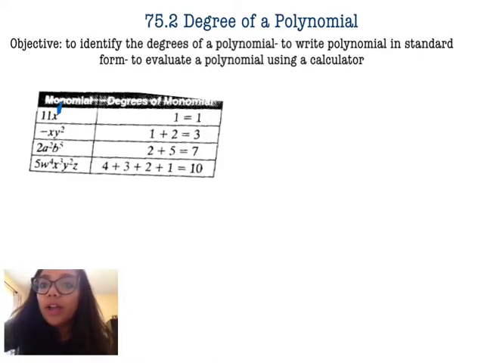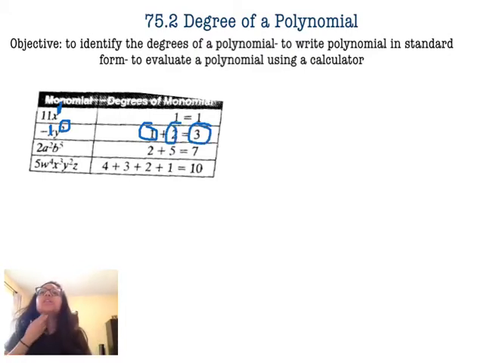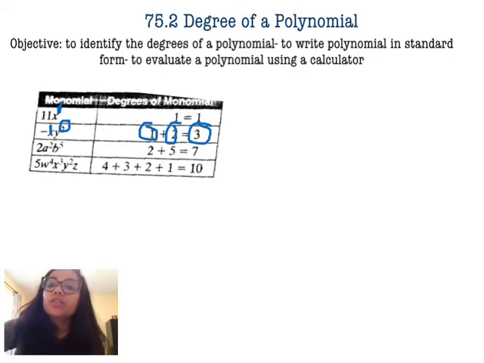Alright, so if I look at the next one, x, there's a 1. I know I put it on top, but you get my point. x to the 1, so that's where this 1 comes from, plus 2, that's where this 2 comes from. The degree of the monomial is 3. Alright, so the next one, you only look at exponents that are connected to the variable. So we have a positive 2 plus a positive 5 is 7.